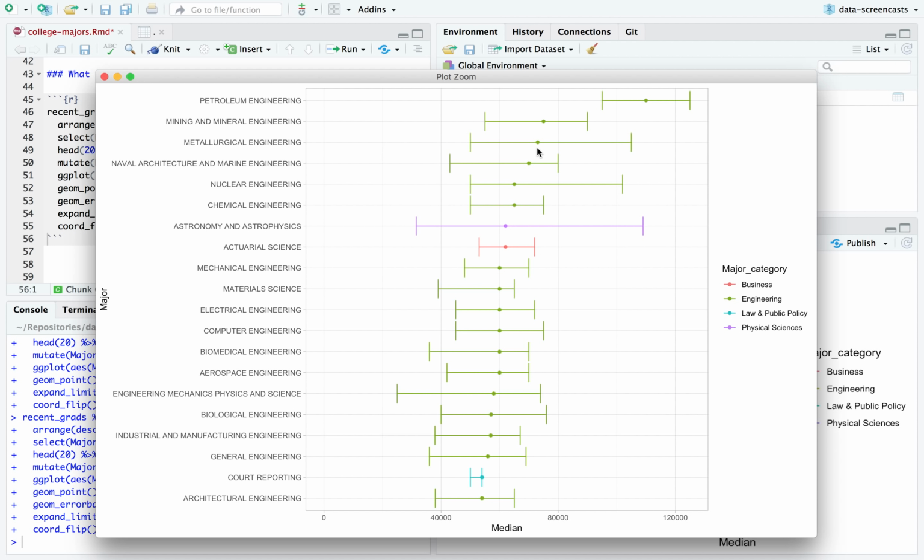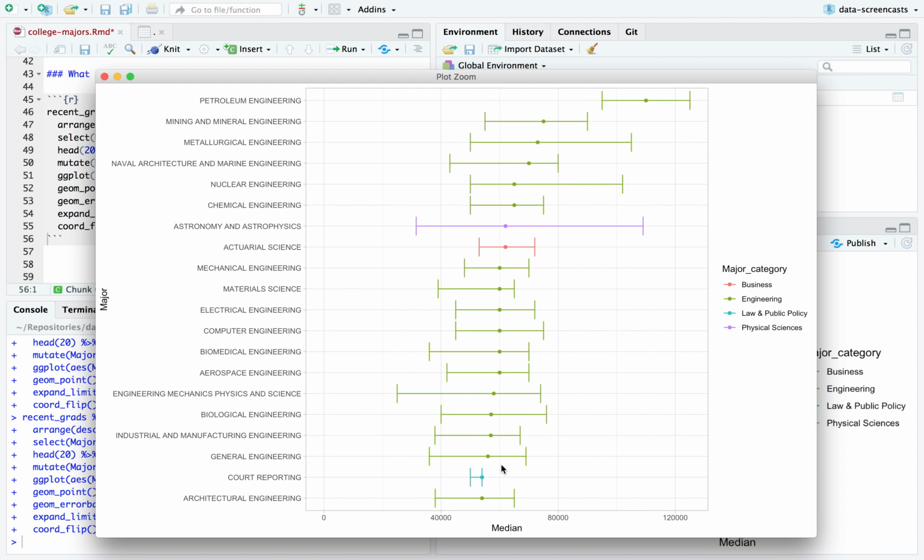This is not a confidence interval. This is not that we're unsure what the median is. This is the range of salaries. So we learned some really cool things, which is the 25th percentile of petroleum engineering is higher than the 75th percentile of most other careers, with the exception maybe of metallurgical, nuclear engineering, astronomy, and astrophysics.